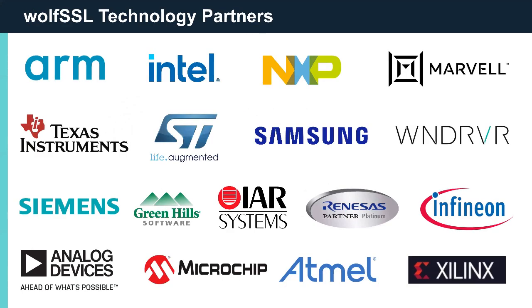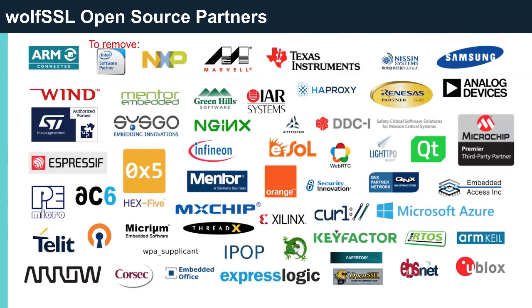We work with a lot of different technology partners, a lot of the silicon vendors, OS vendors, RTOS vendors, toolchain vendors. We like to make sure that wolfSSL works well out of the box on the platforms and operating systems that our customers are using. We also have a lot of open source partners. We like to make sure that wolfSSL builds well with open source products. Usually that's replacing the existing cryptography or TLS implementation there and providing a patch or upstreaming support for wolfSSL itself.